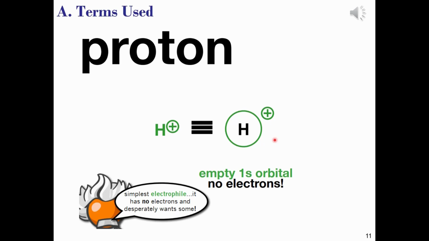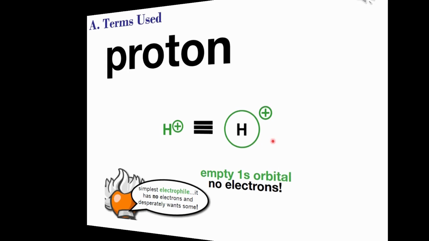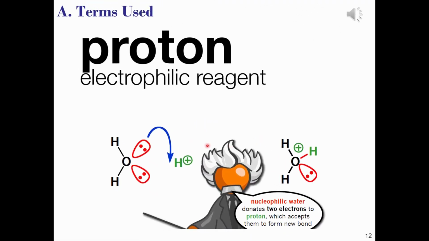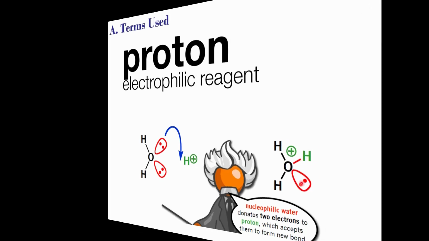So when we have protons in reactions and they're able to accept a pair of electrons, typically these will be acid-base reactions. Here is one such example of an acid-base reaction, whereby the water molecule is using its lone pair to form a bond with the proton, so this is behaving as a nucleophile, and the proton is behaving as an electrophile.